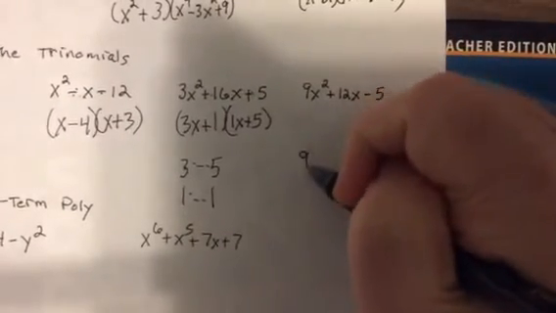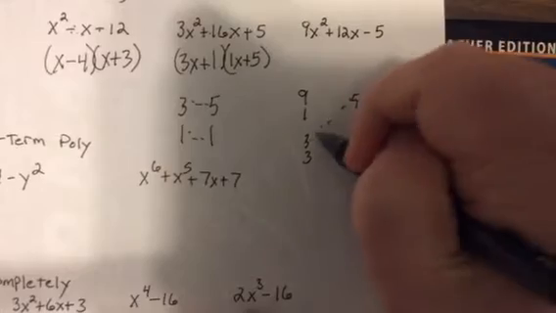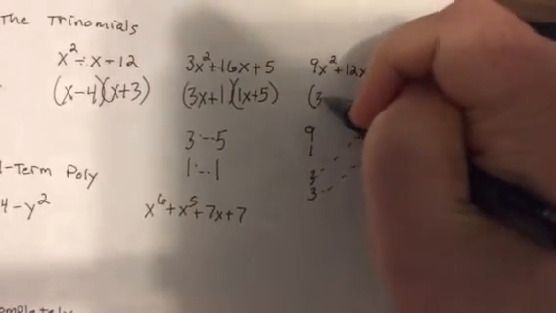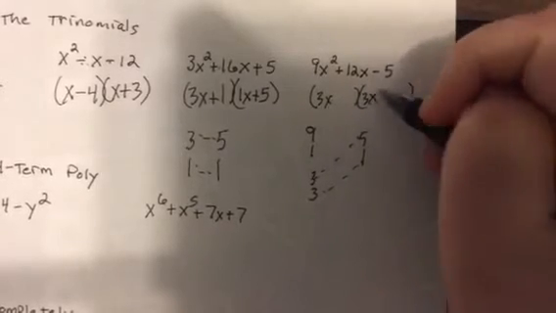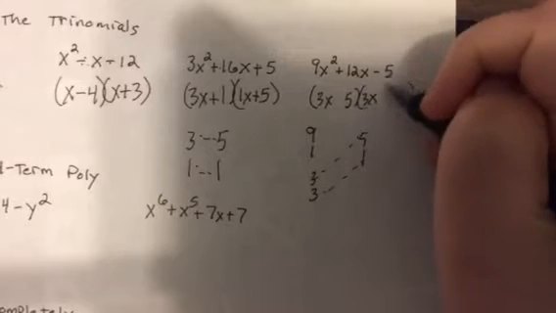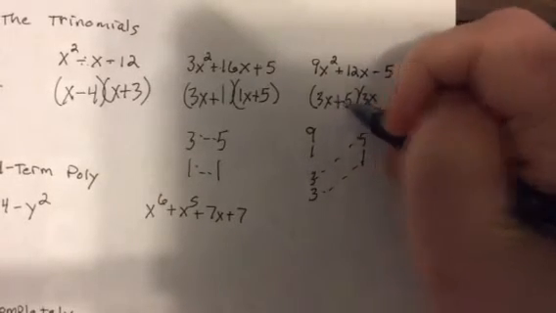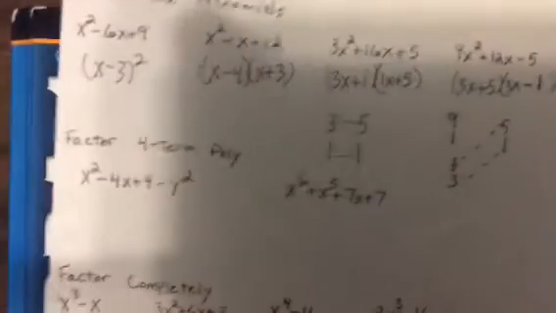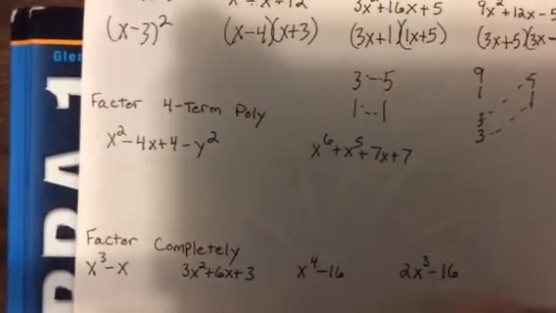This one, 9 is 9, 1, 3, 3. 5 is 5, 1, but we're subtracting. So how about 5, 3, 3, 1? So this would be 3x, 3x. I'm going to put the 5 here, so the 1 would go here. Largest one goes with this sign, so this is plus, this is minus. 15x minus 3x. Now go ahead, do the 4-term polynomials.